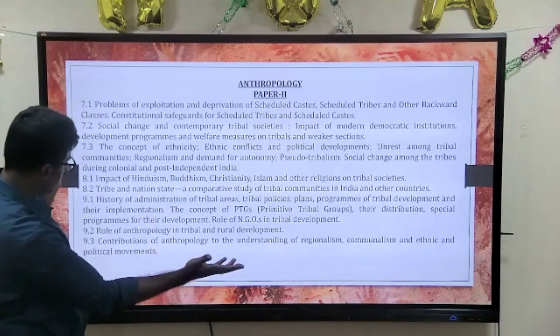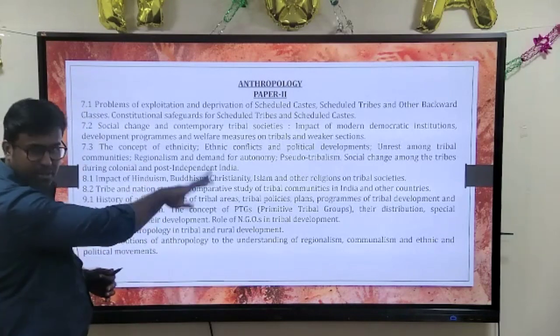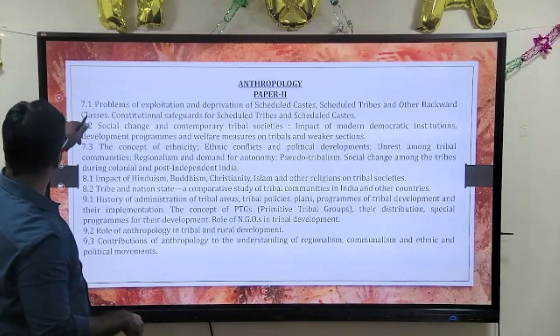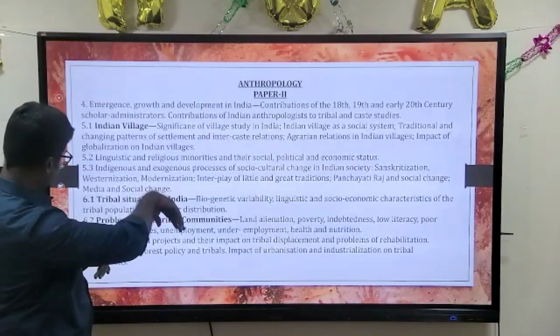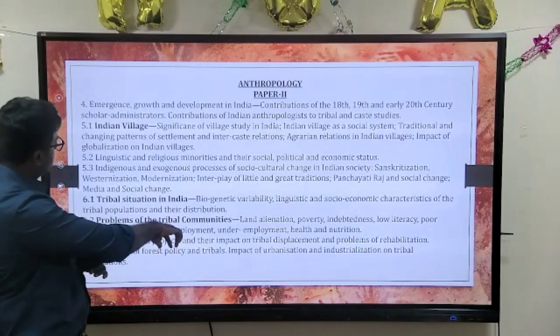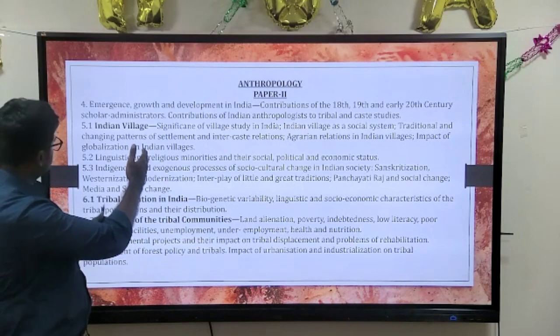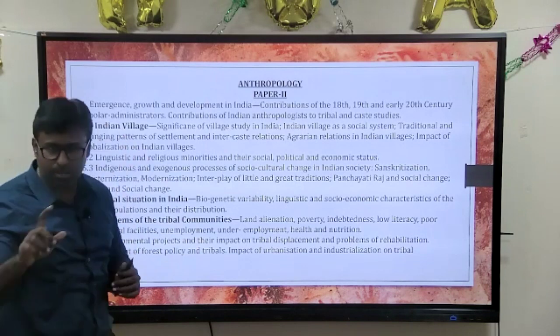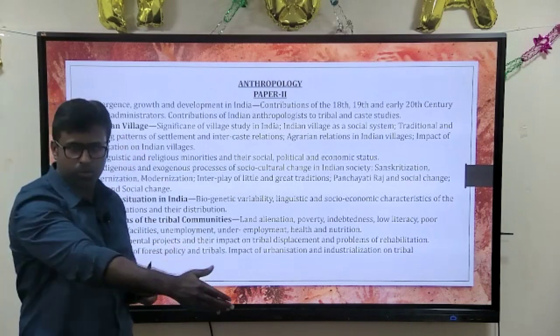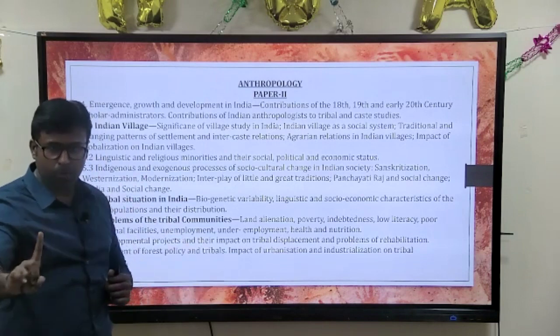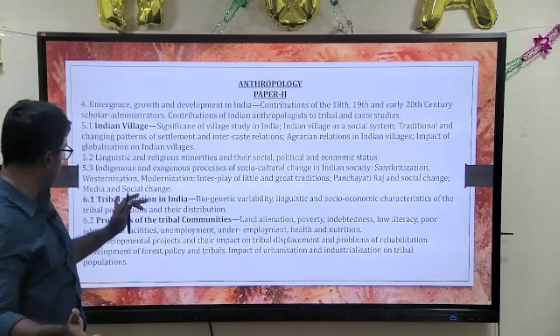You can take any topic here. Okay, any topic you can take from here. Tribe and tribal communities, Indian villages, caste system. I think this time also there was a question on caste system. In the 2023 mains GS paper 1, if you see, there was a question on caste system.